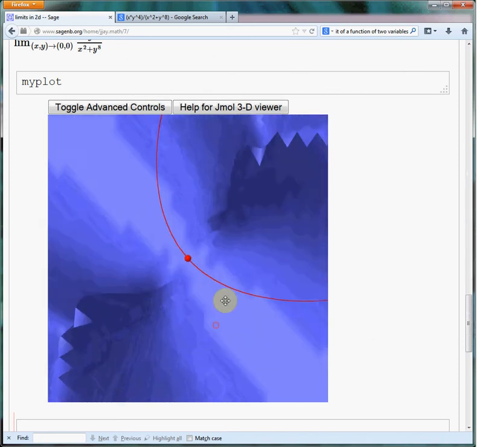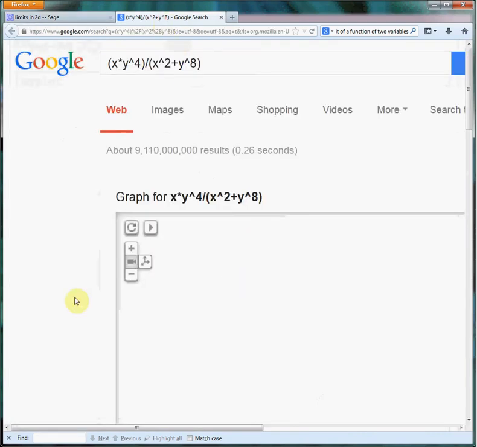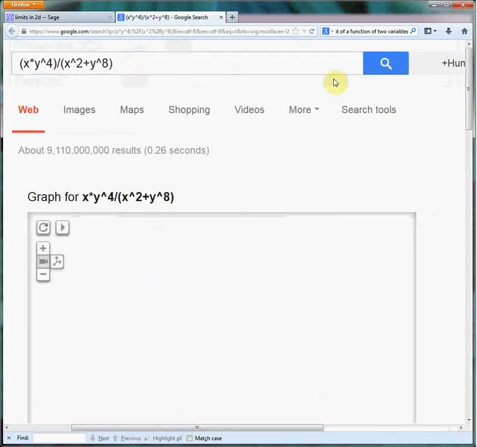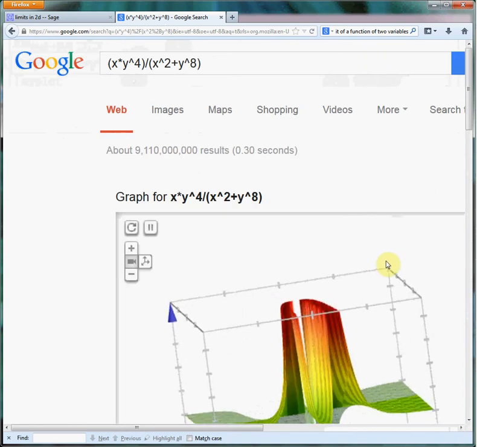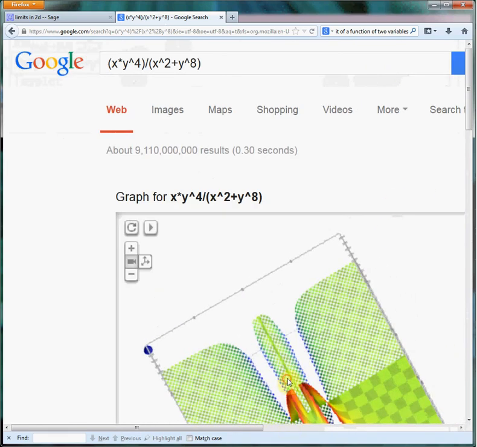If you look at a different plot, a plot that you get using the Google 3D function plotter, let's see if this thing is kind of cropped out. Let's load it again. So this one makes you worry a little bit more.